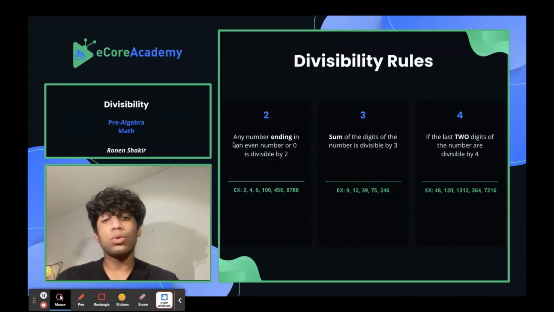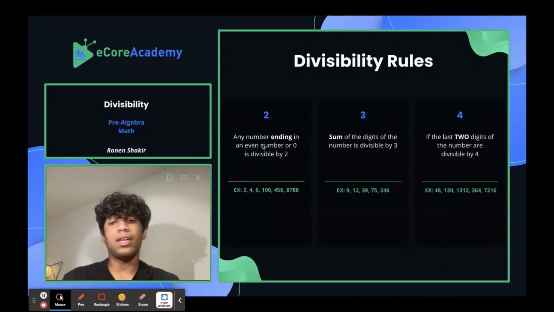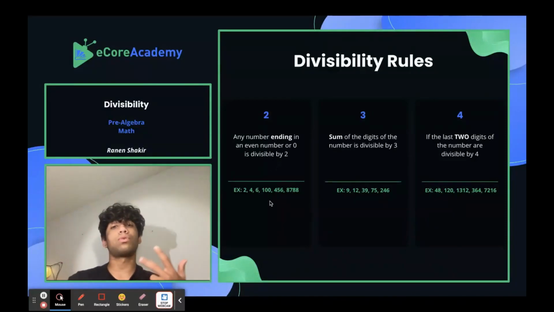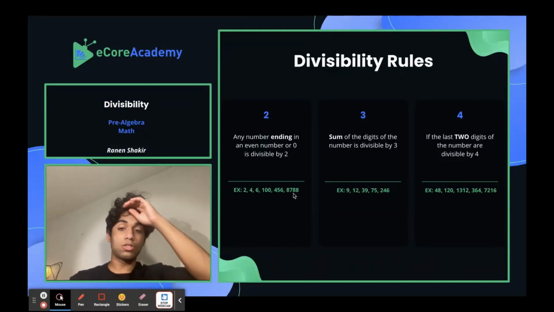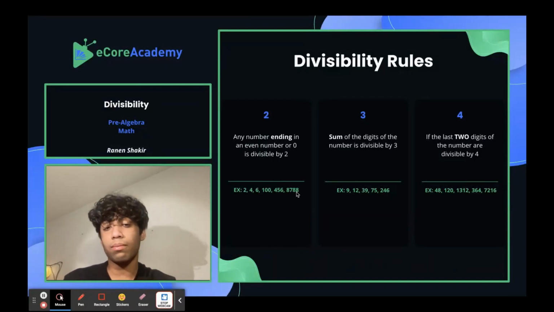The divisibility rule for the number 2 is that any number ending in an even number or 0 is divisible by 2. So 2, 4, 6, 8, 10, 12, 14, 16, 18, 20 are all divisible by 2 because they all are even numbers. Even 100, 456, 700, 8,788 are both divisible by 2 since they end in an even digit or 0. So that's a pretty easy one. Every even number is divisible by 2. Every number ending in 0 is divisible by 2. That's a pretty easy and straightforward one.